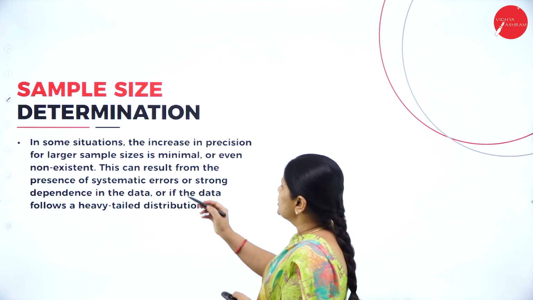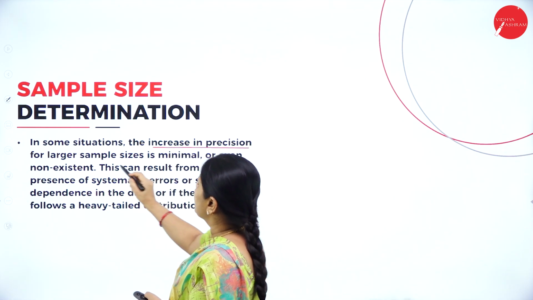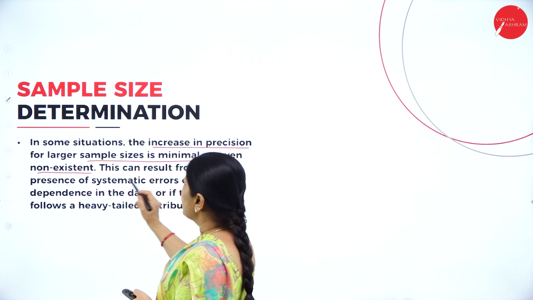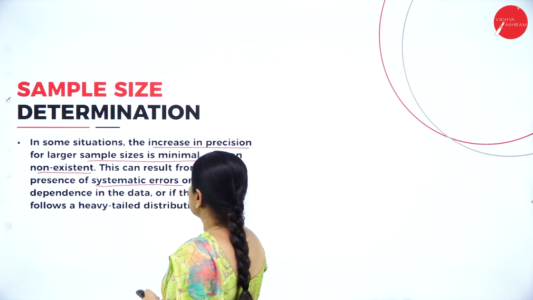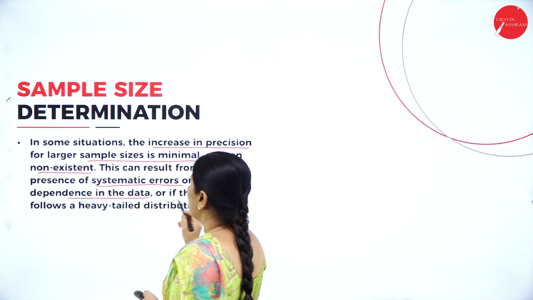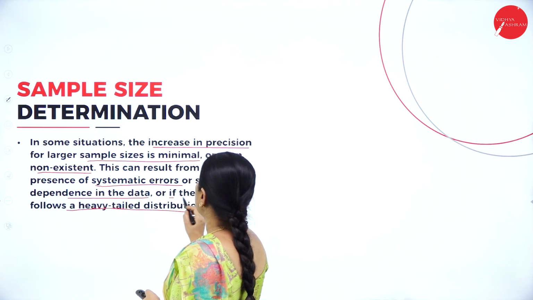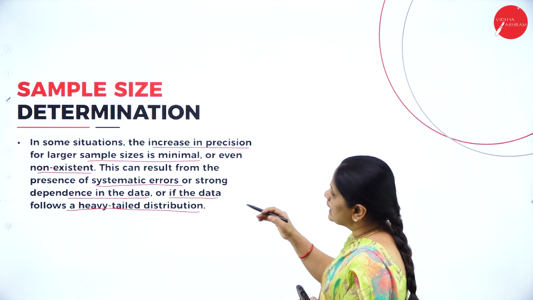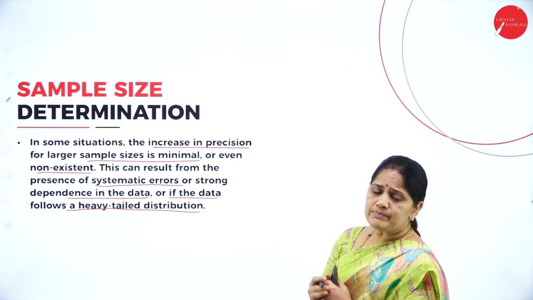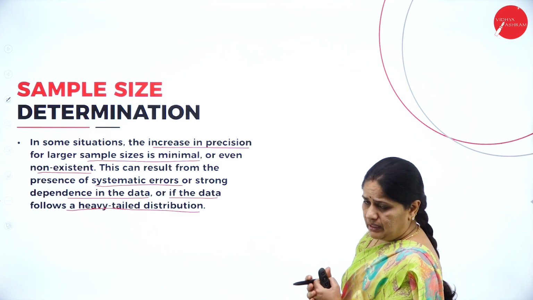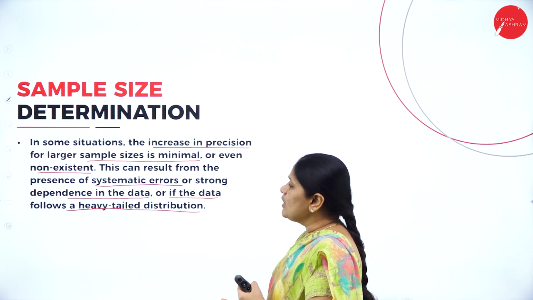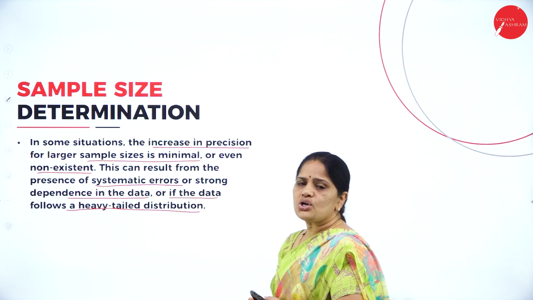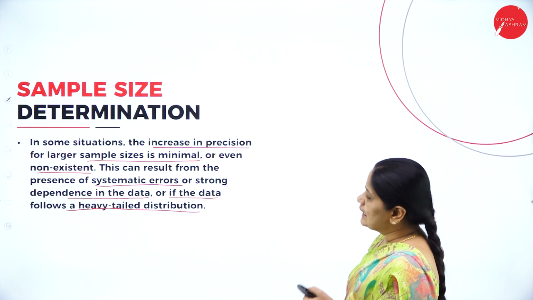Then, in some situations, the increase in precision for larger sample sizes is minimal or even non-existent. This can result from the presence of systematic errors or strong dependence in the data, or if the data follows a heavy-tailed distribution. So, sometimes we feel that with large samples the gain in precision is small or even non-existent. Why do they say that? It is because of systematic errors or strong dependence in the data being collected.